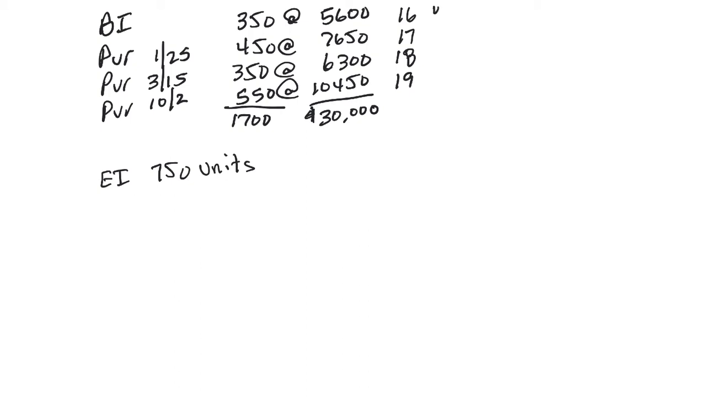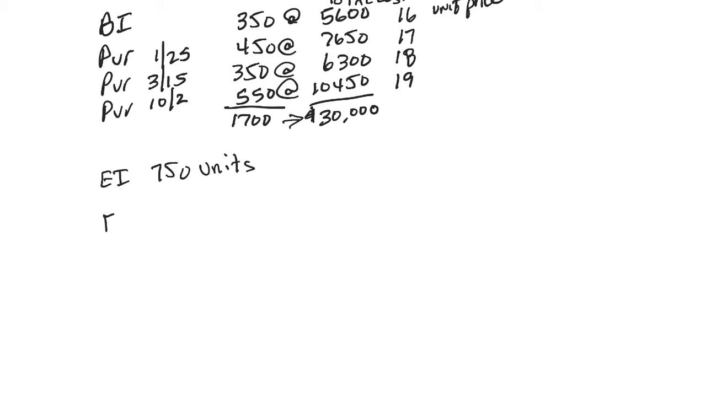This was the unit price. Okay, this was total cost. All right, so we had 1,700 units and it cost us $30,000. So the question is, which of these 1,700 units did I sell? Did I sell the beginning inventory, the purchases of January, March, or October?